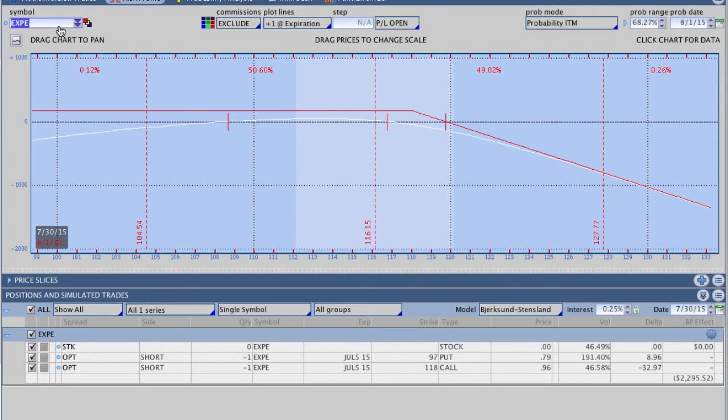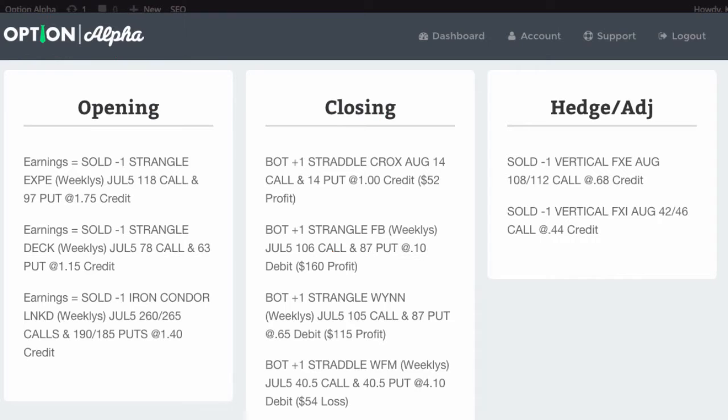And especially given the fact that we took in a nice credit of about $1.75, our break-even point is up closer to around 120. So we should have some good movement between ourselves and the market and ample room to take some money off the table.